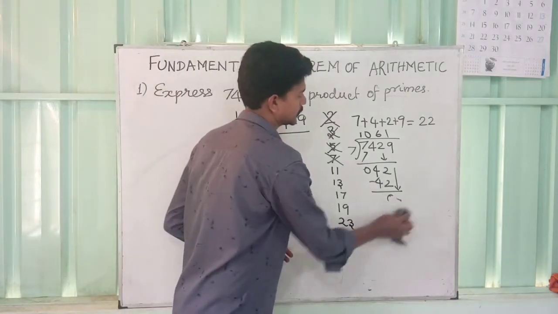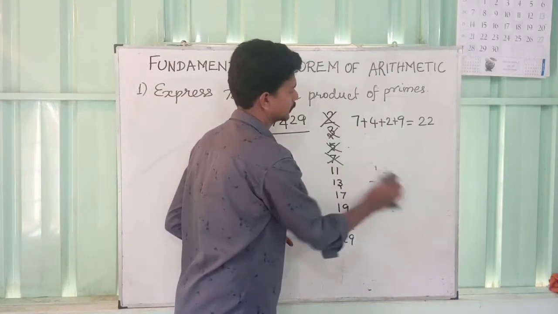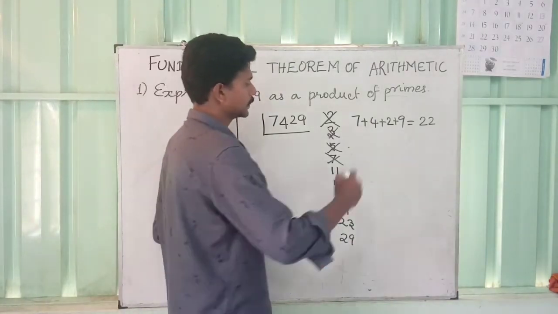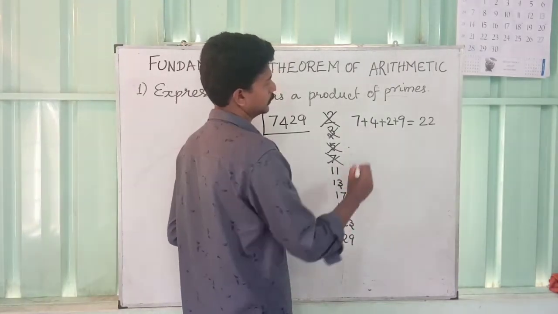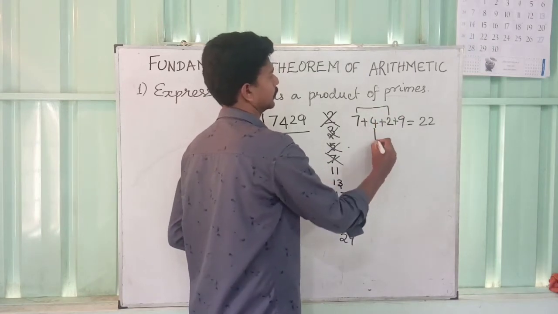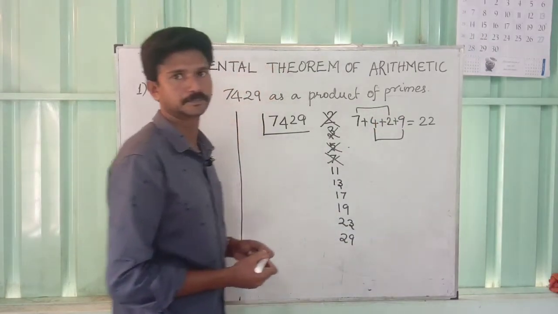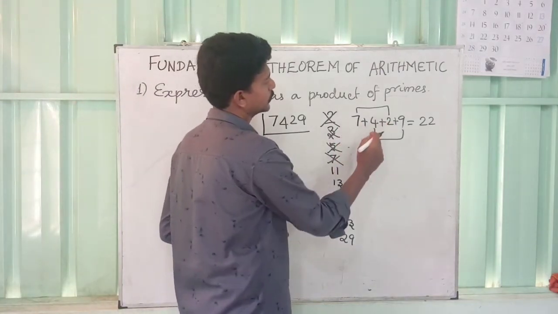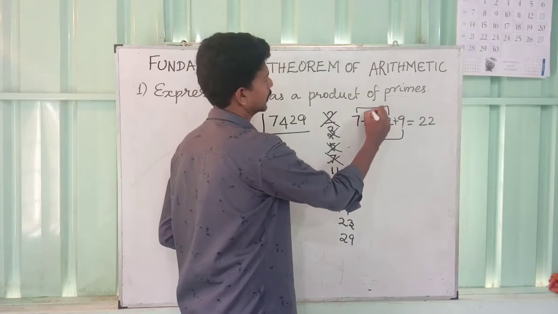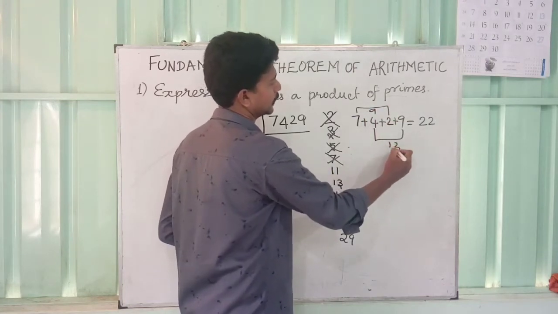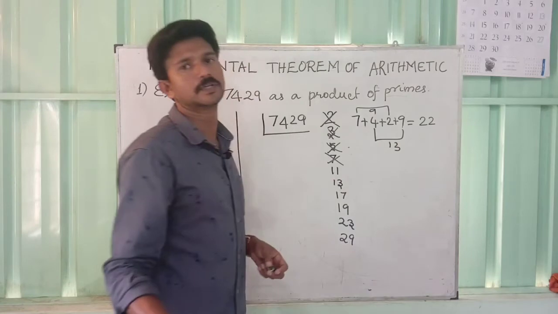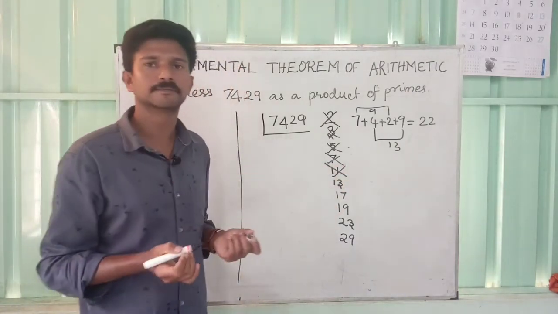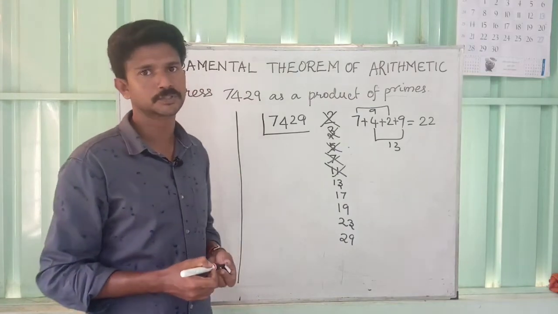There is a shortcut method, an easy method for 11 also. If you are adding the alternate numbers, the sums should be equal. So if you are adding 7 plus 2 is 9, and you are adding these two numbers, 13. So 9 and 13, they are not equal. So this number is not divisible by 11. Or we can choose the next number.